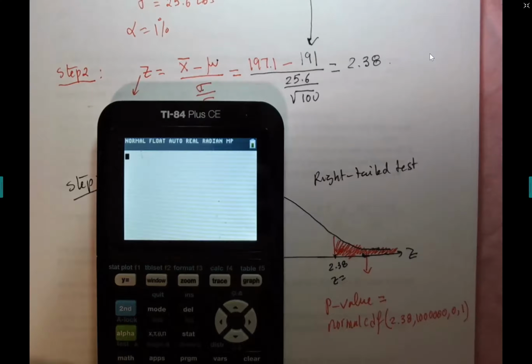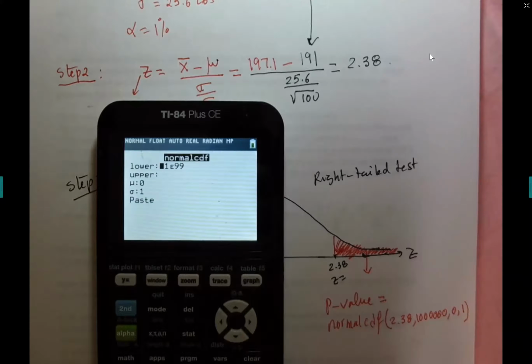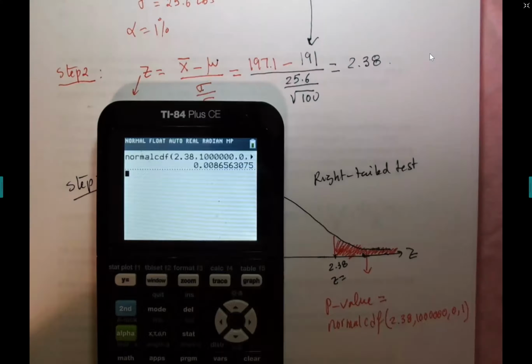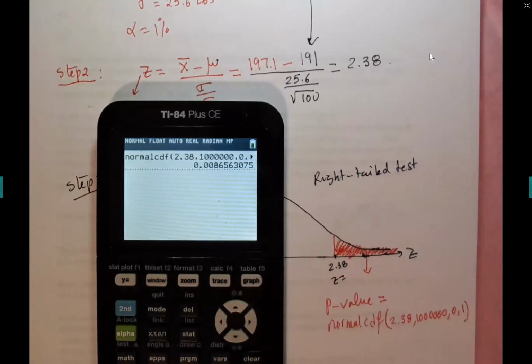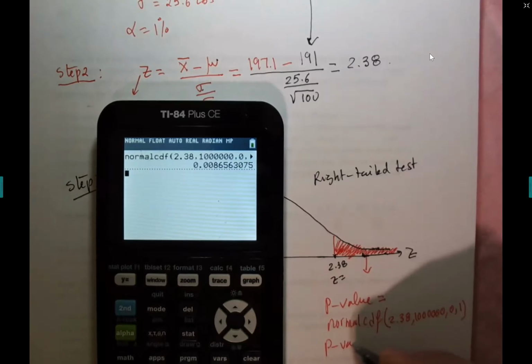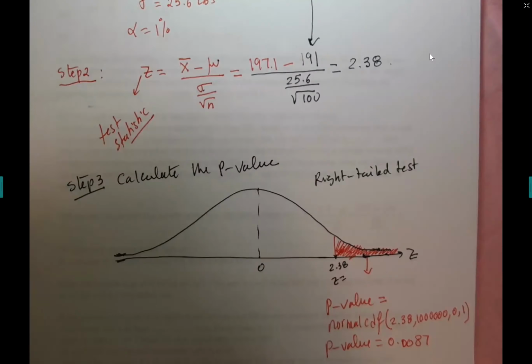So you will get second and distribute, normal CDF, 2.38, 1,000,000, 0, 1, paste. And I got 0.00. Okay, p-value 4 decimal places, guys. So can someone tell me what would that be to 4 decimal places? 0.0087. Exactly. Excellent. You've done with step number 3, guys.